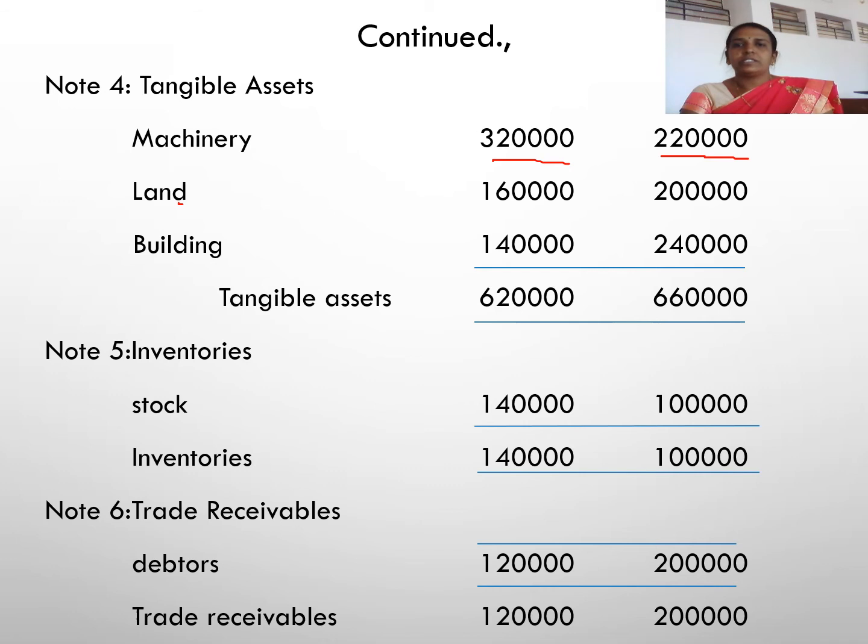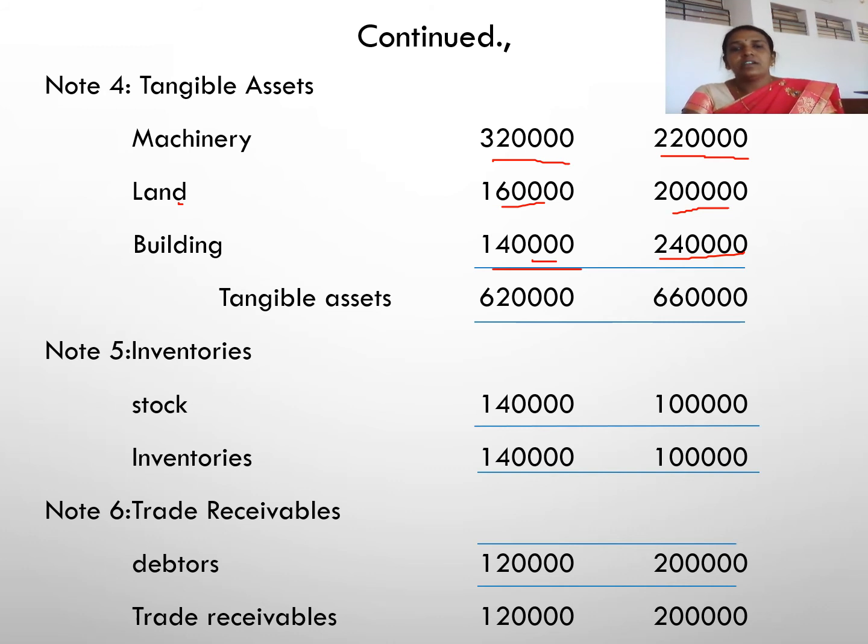Then next one is land and building. In the year 2016, the value of the land and building is 1,60,000, and in the year 2017 it is 2 lakh. Means there is an increase in the value of land. It means that the land has been purchased for rupees 40,000. Then next one is building. Again, the value of building is increased in the year 2017 as compared to 2016 to the extent of rupees 1 lakh. That is, there is a purchase of building. Then total tangible asset is 6,20,000 and 6,60,000.